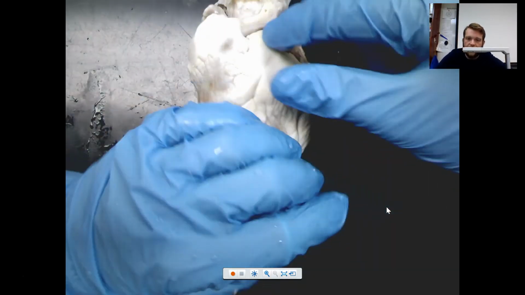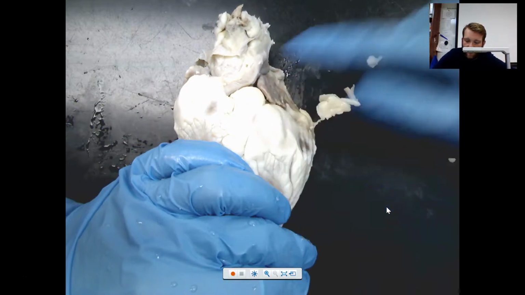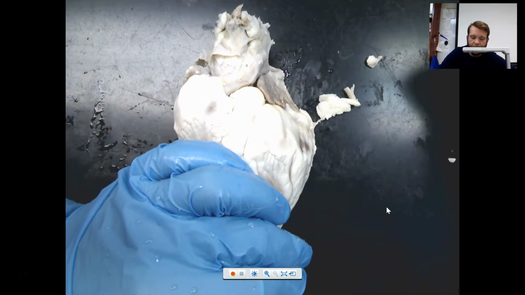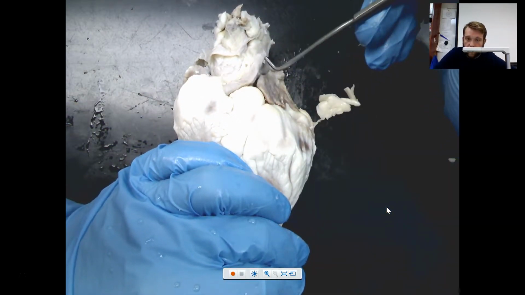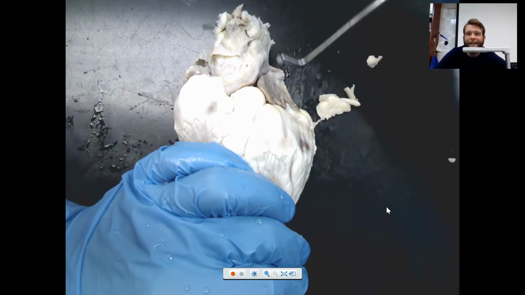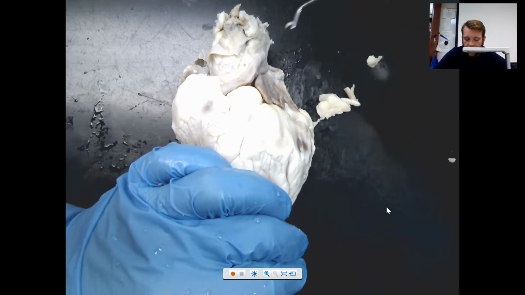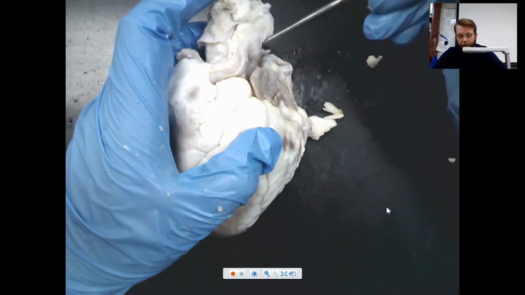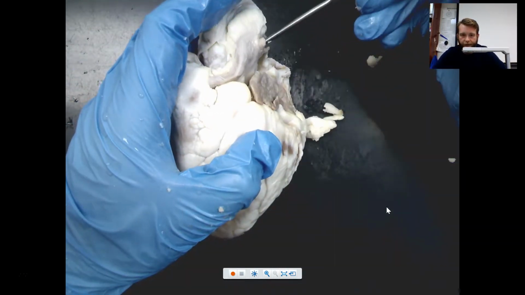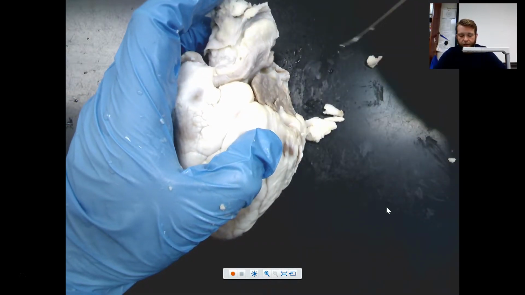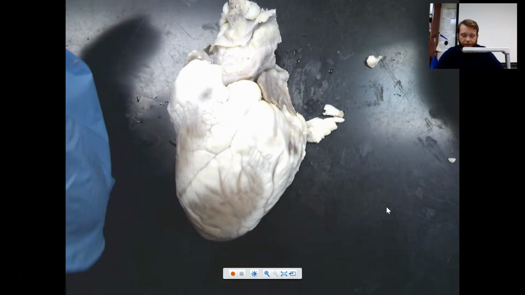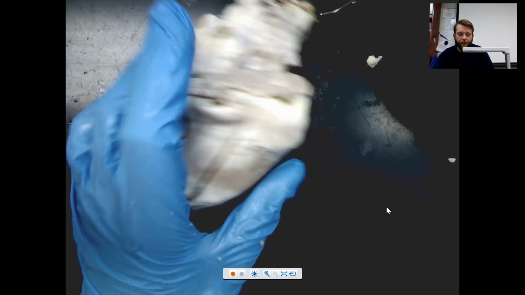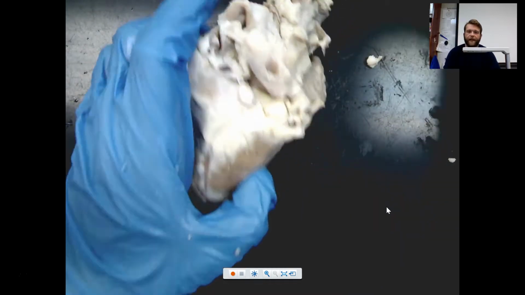We can also see some vessels that come off the top. If we follow this vessel right here, it is part of our pulmonary trunk. That's a word you might have heard, but your pulmonary trunk, this vessel right here, is going to your lungs, so it's part of the pulmonary artery. It comes out this way to your lungs on each side.